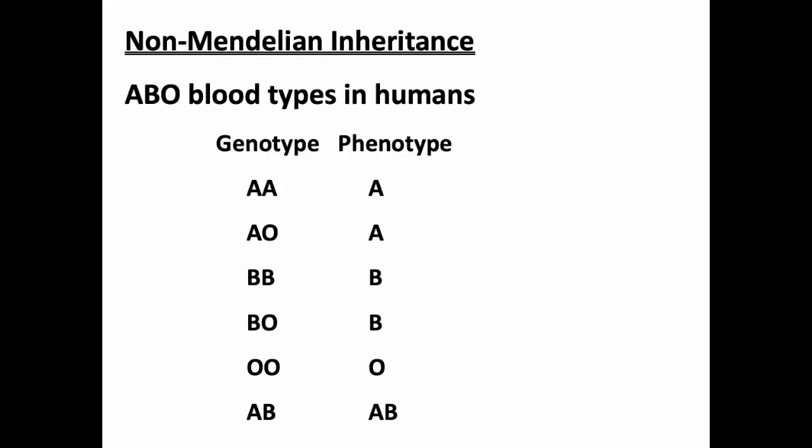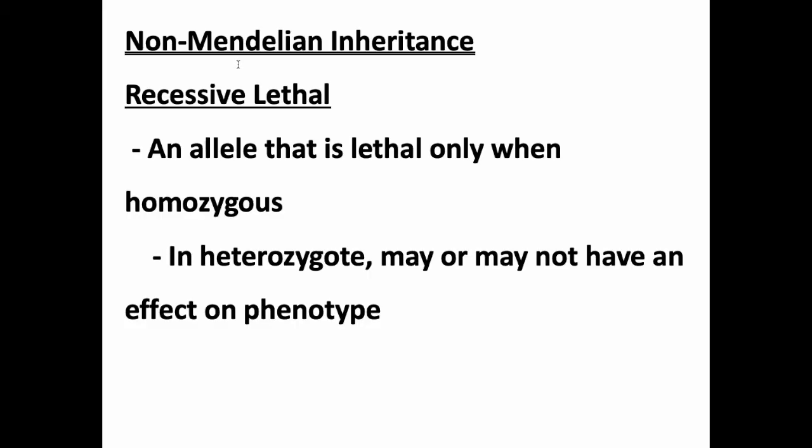So again, still under this umbrella of non-Mendelian inheritance, let's talk about something called recessive lethal. This refers to an allele that is lethal, deadly, but only when you have two of it. If you're heterozygous for this lethal allele, it's not lethal. There may be a phenotype associated with it, there may not be a phenotype associated with it, but it's not lethal in its heterozygous form. This allele is lethal in its homozygous form.